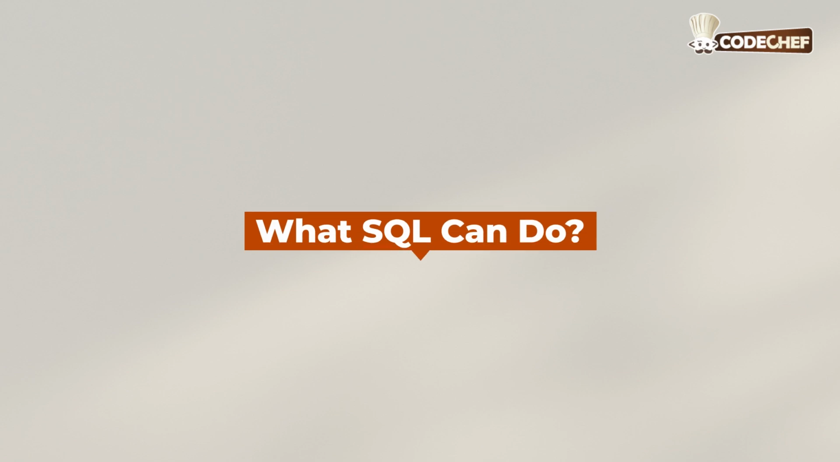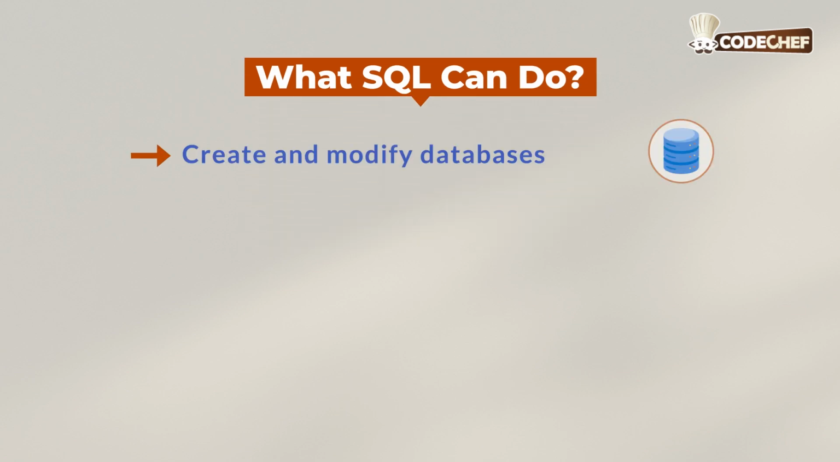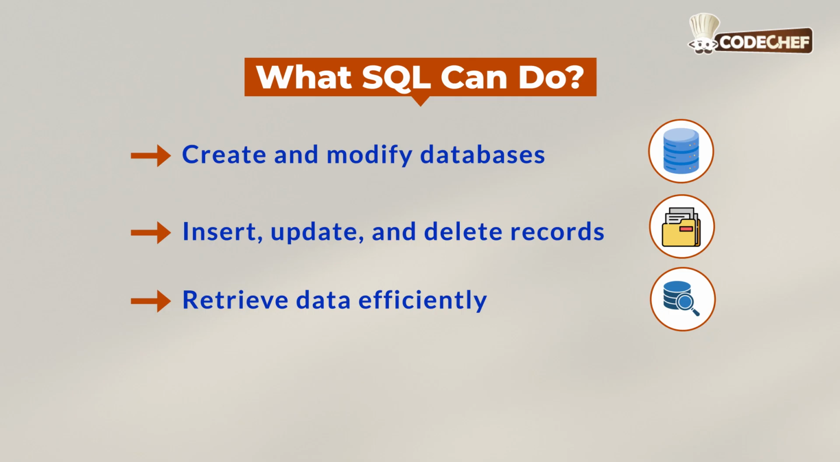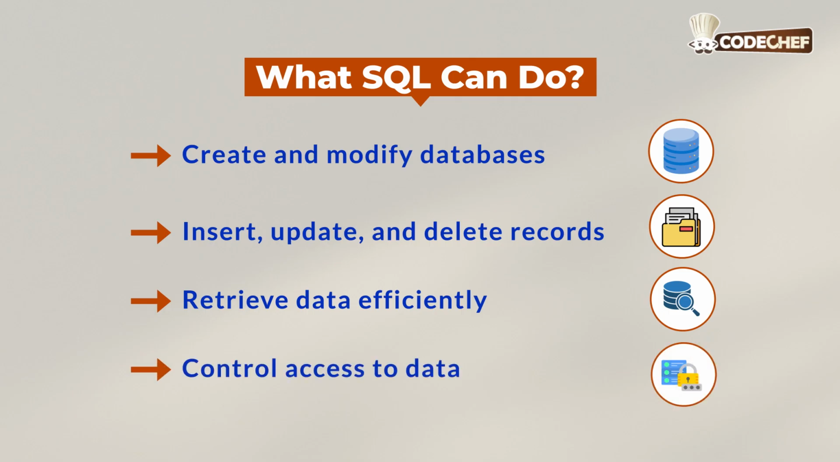What can SQL do? It can be used to create and modify databases. It is used to insert, update and delete records. It can be used to retrieve data efficiently, and it can control access to data. So it also helps in maintaining the privacy of data so that no unauthorized user can access it.